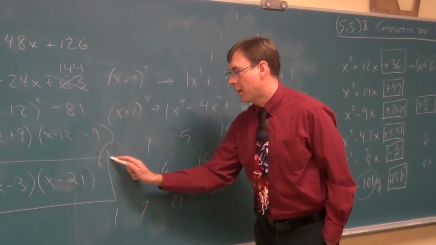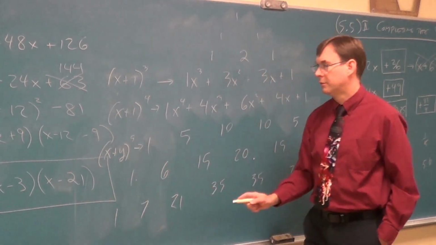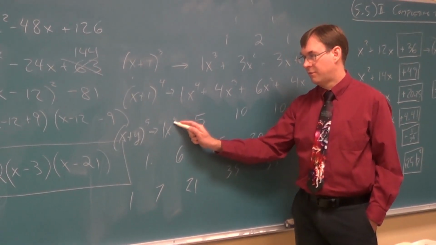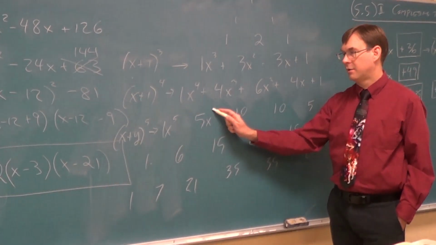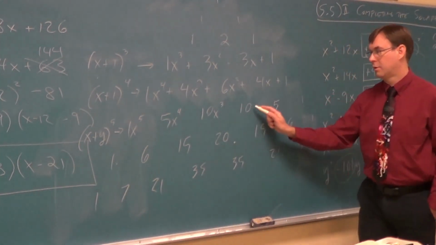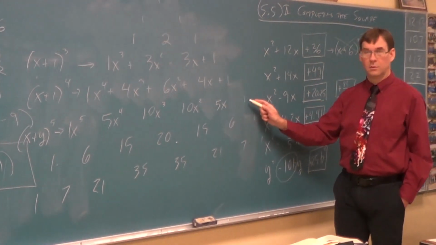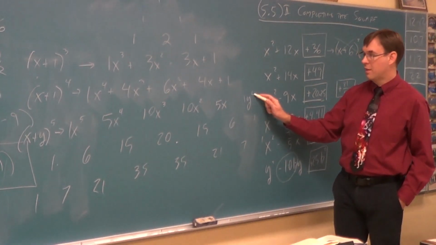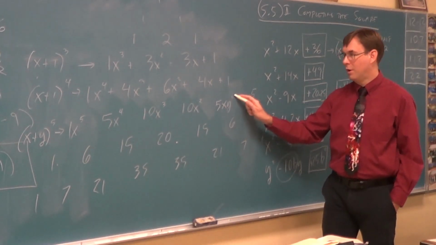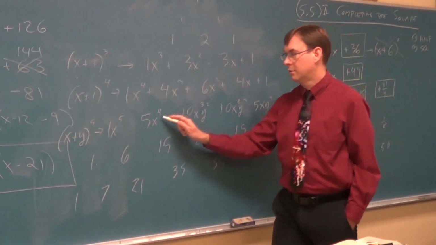If I wanted to go x plus y to the 5th, you just put a what? This would have x to the 5th, then x to the 4th, cubed, squared, x. This would have y to the 5th, which means this must have y to the 4th, y to the 3rd, y to the 2nd, y.